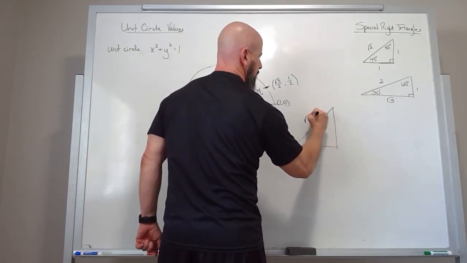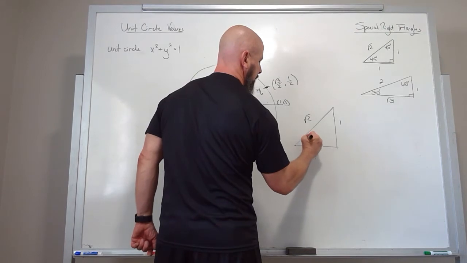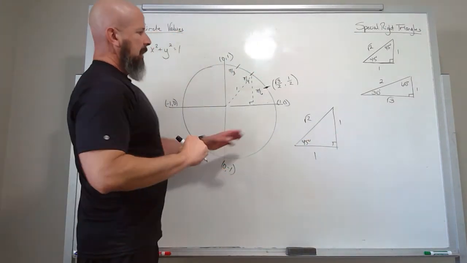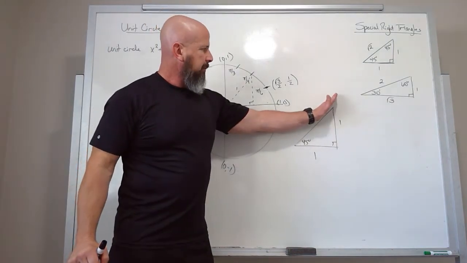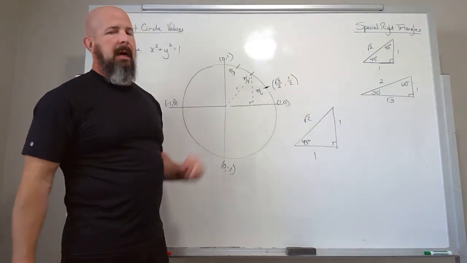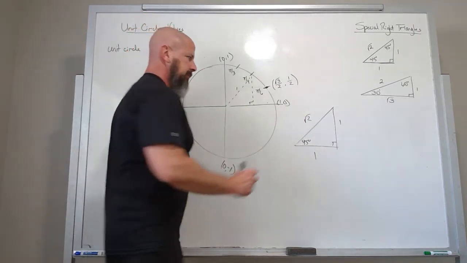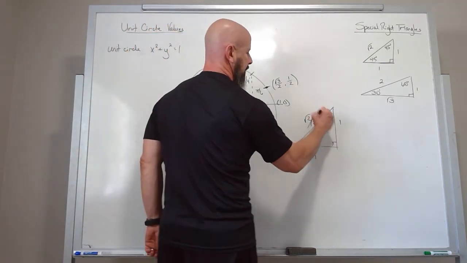So I'd have root 2, 1, 1. There's that 45 degrees, or pi fourths. So this has a root 2 hypotenuse. This has a 1 hypotenuse. So I want to scale this guy down to where it has a 1 hypotenuse. So I'll divide this by root 2.